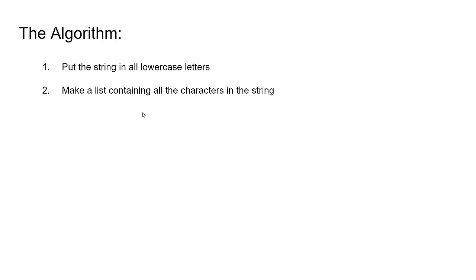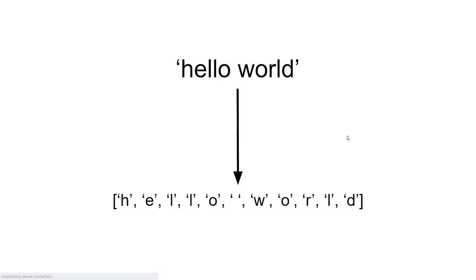The second step is to make a list containing all the characters in the string. So as you can see, our lowercase version of our string turns into this list. And notice all the letters in the list are in order, and the space is still there. We kept the space as an item in the list.